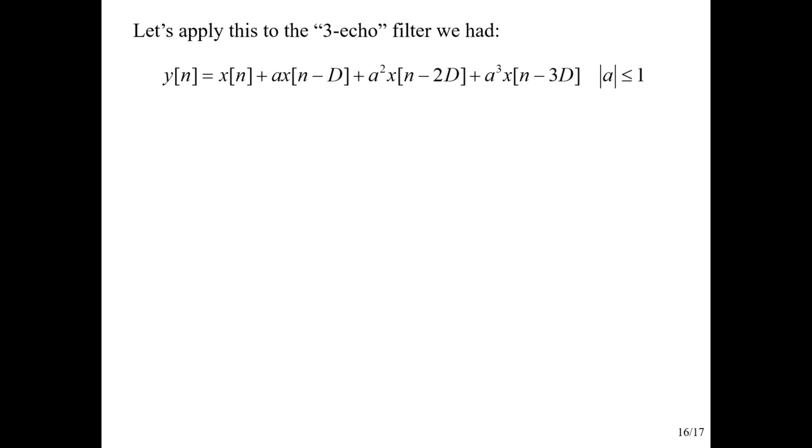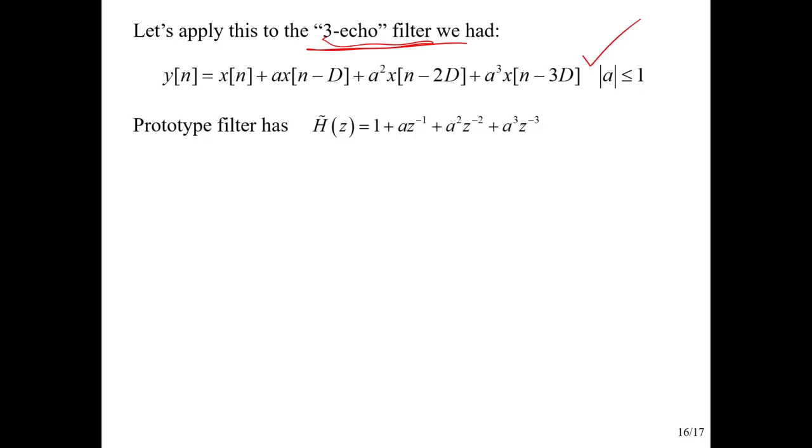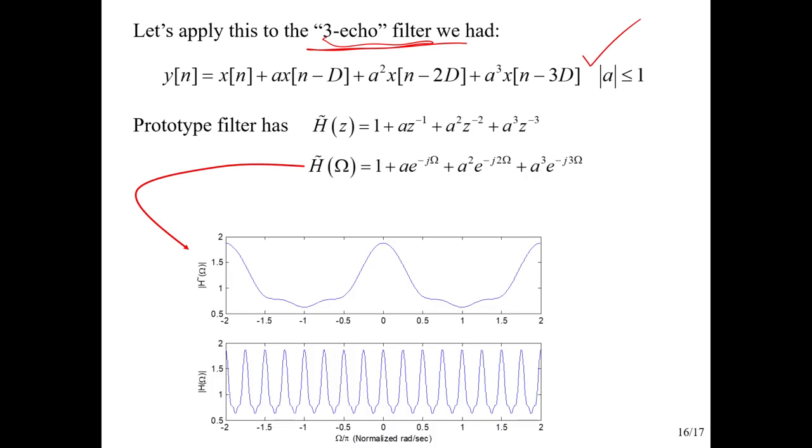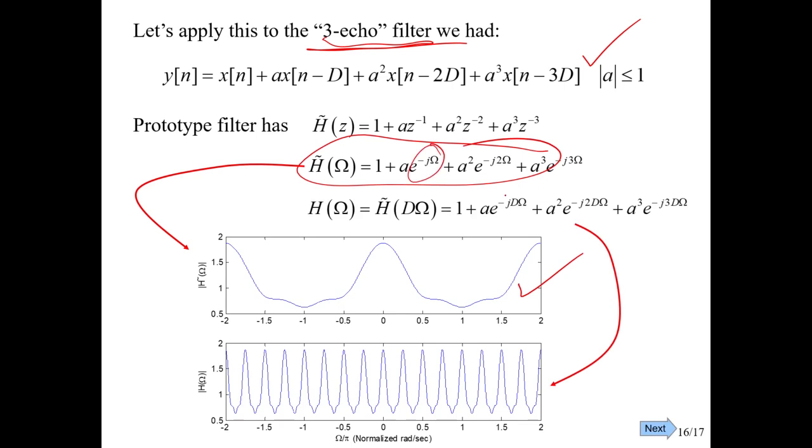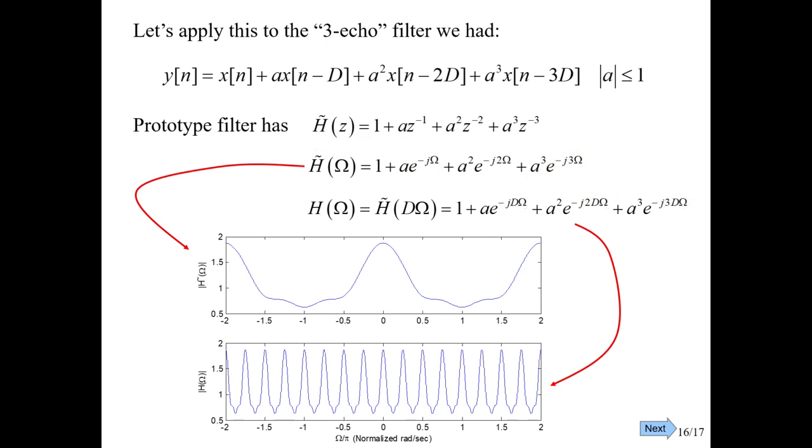So let's go back to our 3 echo extended FIR filter and see how we would apply this new idea to get from a prototype to this comb filter that we just started with. So our prototype was that. Now if I take this and comify it, so this part here gives me this frequency response, and then I comify it. So this goes to e to the minus j D omega. 2 omega goes to 2D omega. 3 omega goes to 3D omega. And I get this thing.